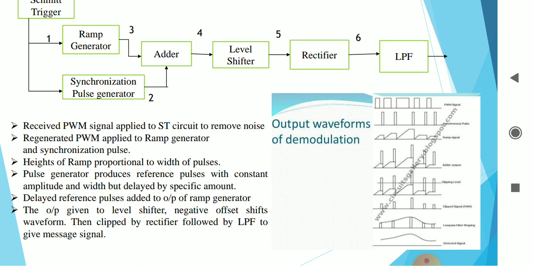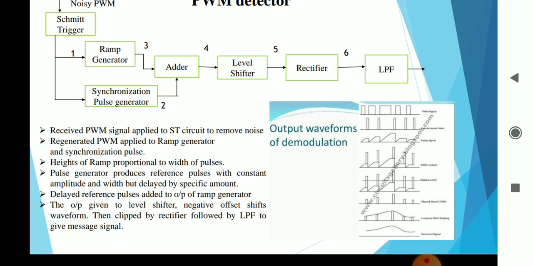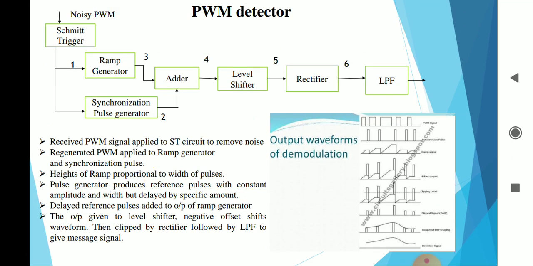We have seen in the PAM demodulation how it is going to identify. If you want to know how a PAM signal is converted to a message signal, just go through the previous session on PAM demodulation. And finally, the output of the low pass filter is my demodulated signal. This is how a PWM detector can be implemented.